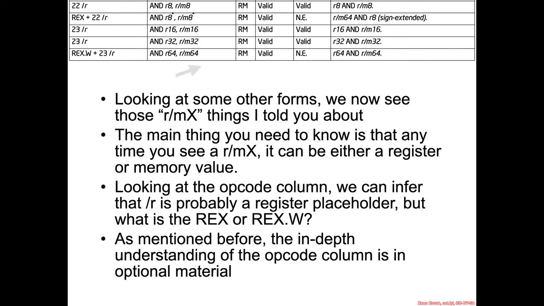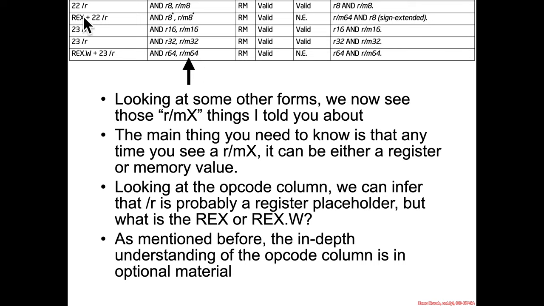Now, if we go and look down at some of the rest of these forms of the AND instruction, we can see now these RMXs appear. The things I call an RMX, where the X could be an RM8, could be an RM16, could be an RM32, could be an RM64.